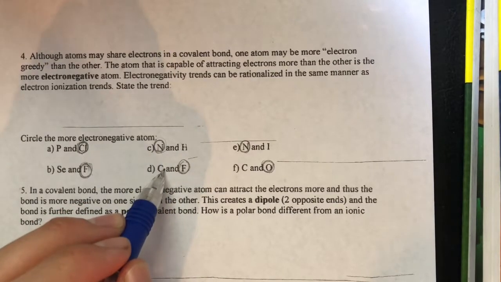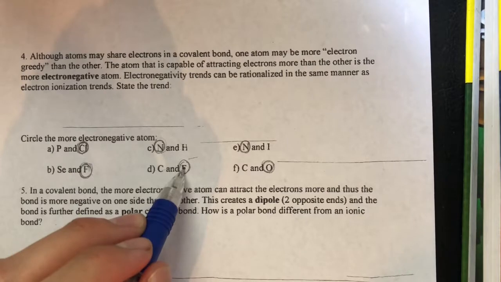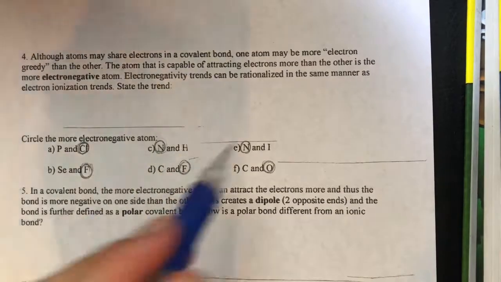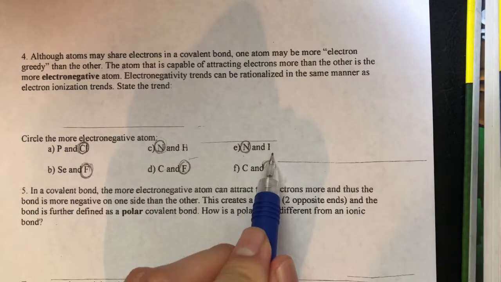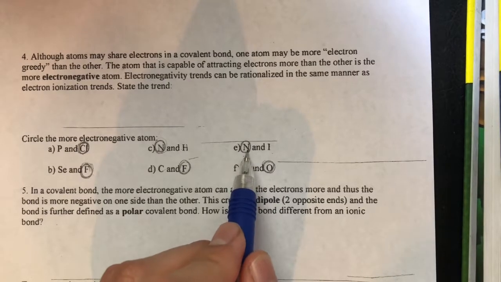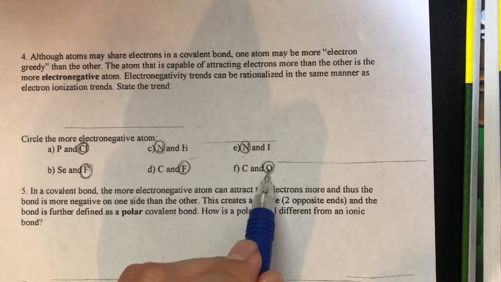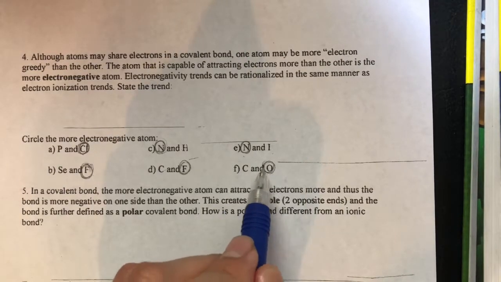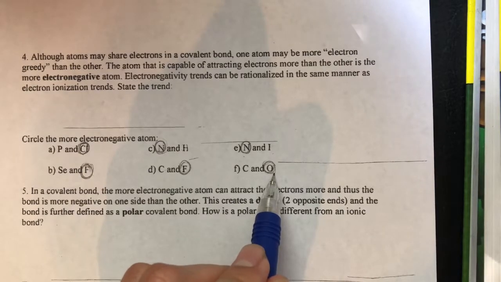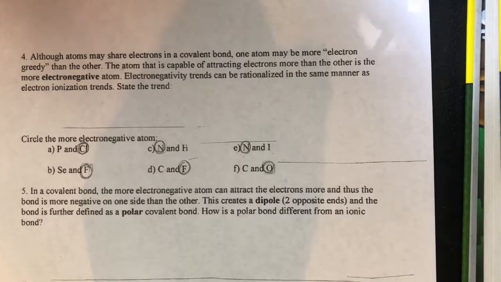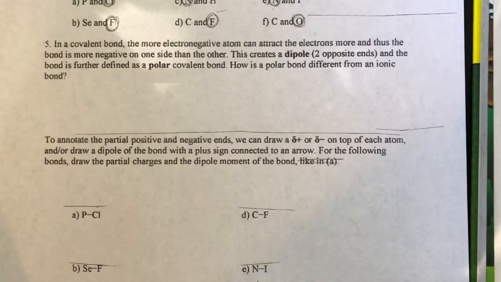For D, we have carbon and fluorine. So fluorine is, once again, to the most right of the periodic table, which is more electronegative. We have nitrogen and iodine. Nitrogen is more electronegative because it is higher up most than iodine. And lastly, we have carbon and oxygen. Oxygen is, once again, most right of the periodic table, and this is repeated to the most right because this is the trend of electronegativity.